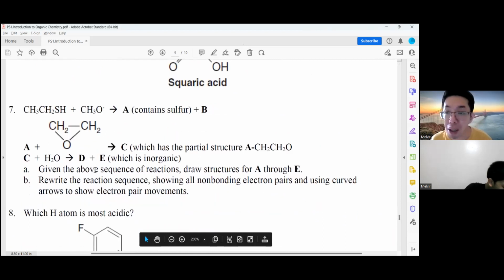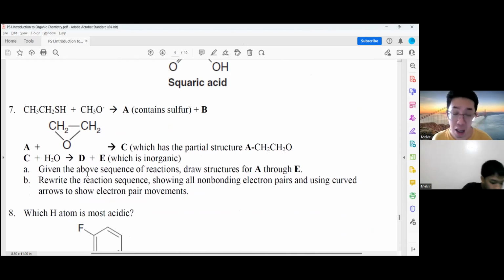You'll usually encounter problems like these in organic chemistry, Josh. For example, in 7, you have this thiol reacting with this methoxide. You now have a letter A and a letter B. Then this letter A will react with an oxirane or epoxide to form C. And then C will react with water to form D and E. So you need to identify A to E.